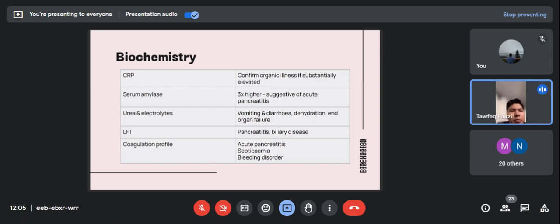The liver enzymes of patients may be deranged in case of biliary disease, for example, or even pancreatitis. And the coagulation profile can also be abnormal, depending on certain conditions that can cause increased clotting time, such as pancreatitis or any bleeding diatheses. Next, please.